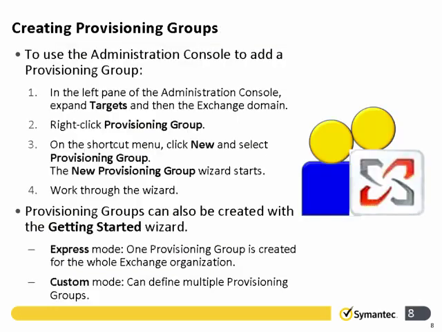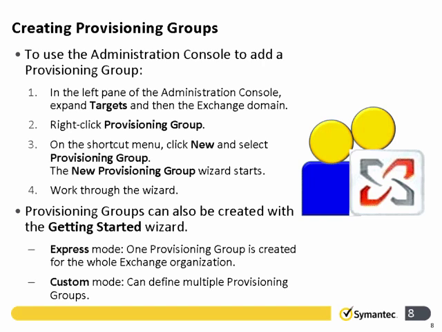So we'll start off with creating the provisioning groups. To use the administrative console to add a provisioning group, all you have to do is go down to the targets, and under your targets in your Exchange domain environment, there will be a section labeled Provisioning Groups. We just right-click Provisioning Groups and select New Provisioning Group, and the New Provisioning Group wizard will start up. You walk through and answer the questions in the wizard, and then you'll have a provisioning group.